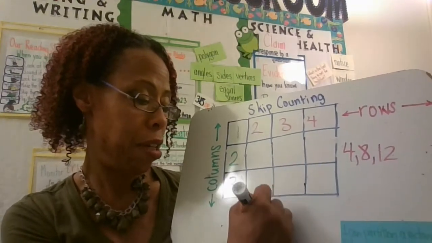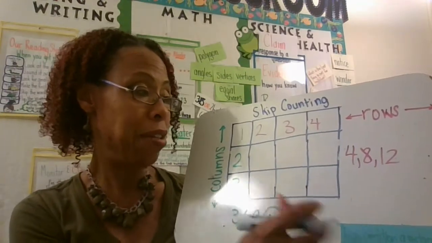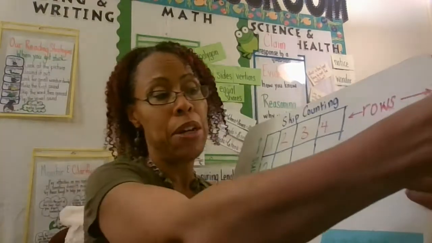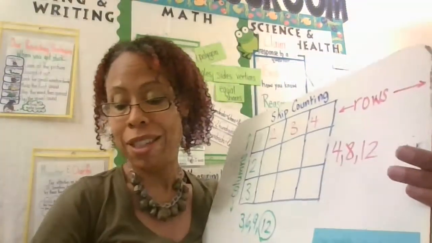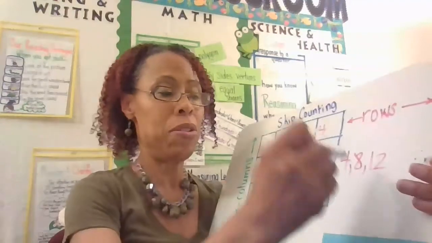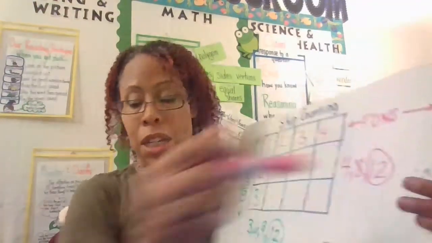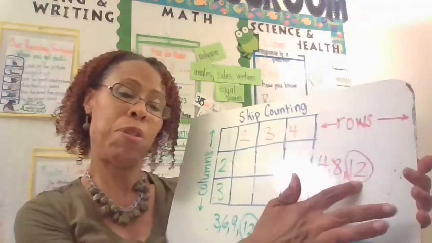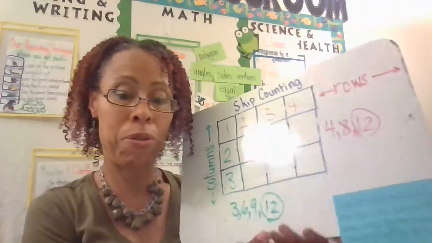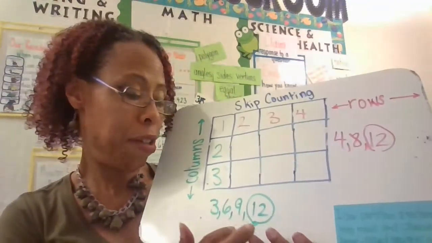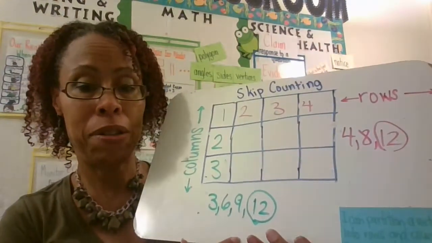Look at that. We received the same answer as we did when we were counting the rows, because the number of squares has not changed. Just our method of counting has changed. In this case, we're counting by rows, skip counting by rows. In this case, we're skip counting by columns.